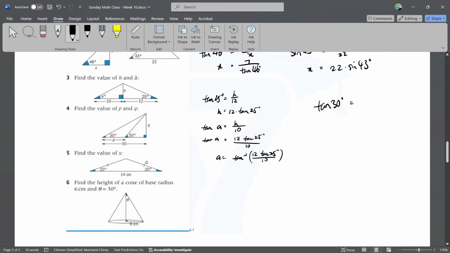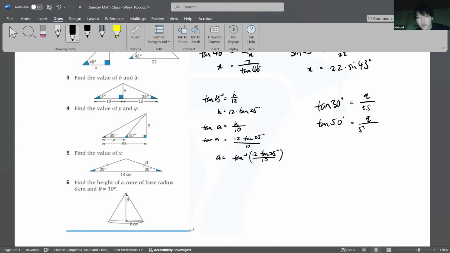Wait, Michael, I got it. Tan 30 is opposite over adjacent. And then tan 50, sorry, not 55. Why do I keep on writing 55 down today? Tan 50 is opposite over adjacent. Sure, that's Q. But your adjacent is the shorter one, right? I think I get it now. It's 55 minus P. Okay, Ryan, you can keep going. I have my answer, I think. You want me to explain?